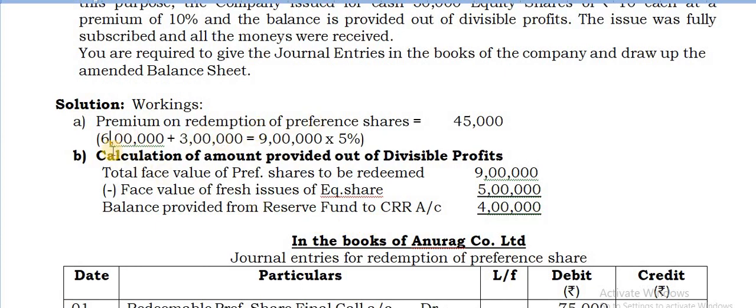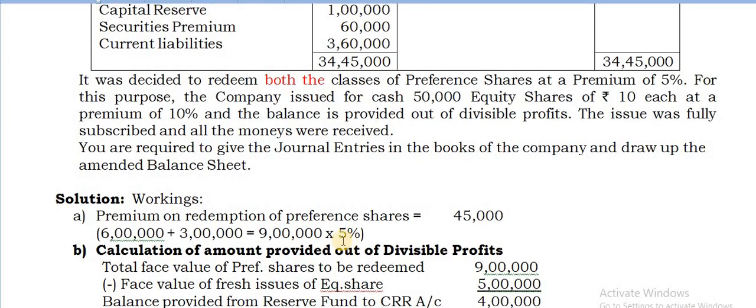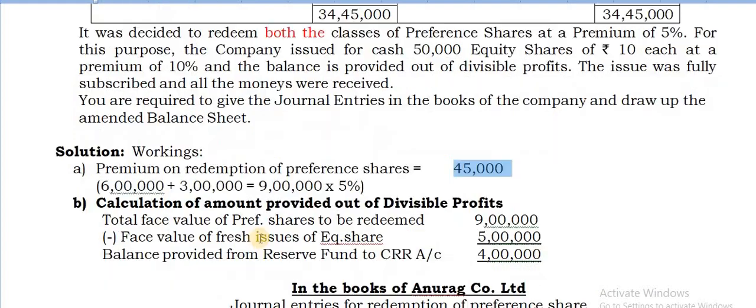So premium on redemption, this is 6 lakhs plus 3 lakhs, totally 9 lakhs. Or else you can do like this, 600 plus 300 totally 900 shares. 900 shares into 100 each, that gives you 9 lakhs. On 9 lakhs 5%, it gives you 45,000. So this is the premium payable.